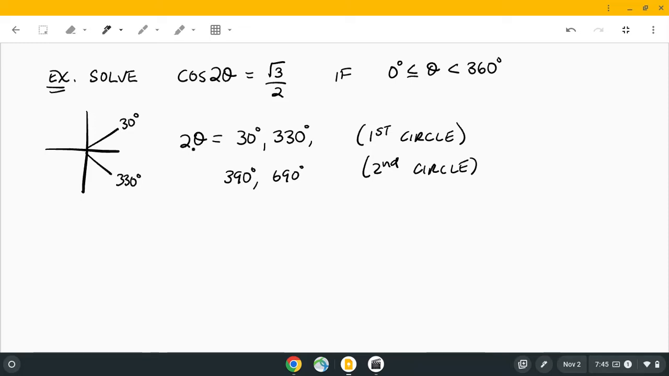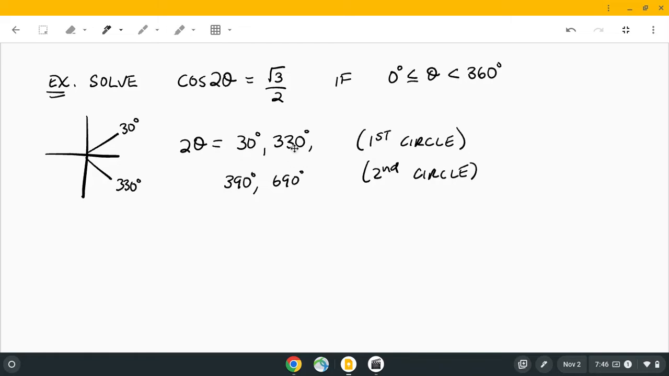If you want to solve for theta, you have to cancel out this multiplier of 2. So you would have to divide both sides by 2. We're going to divide each of these 4 by 2. The reason why is that if we just look at the answers right now, these 2 over here exceed our boundary, which is that our angles have to be between 0 and 360. It says theta, but you have to remember, this is 2 theta.